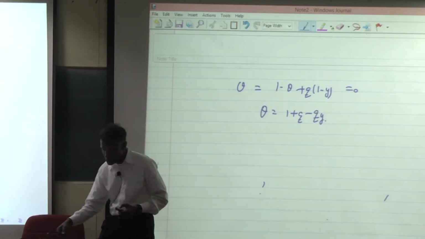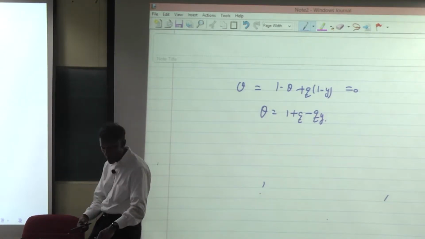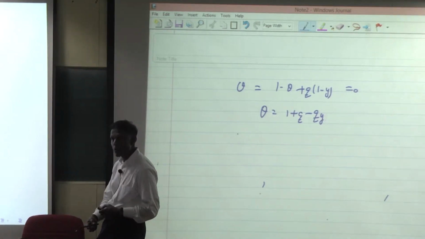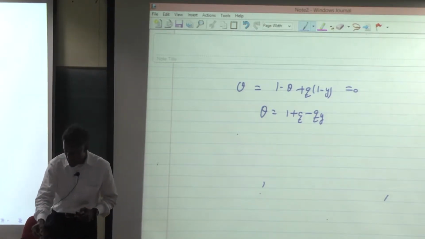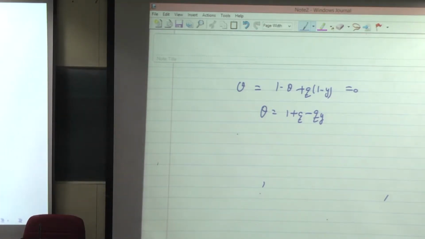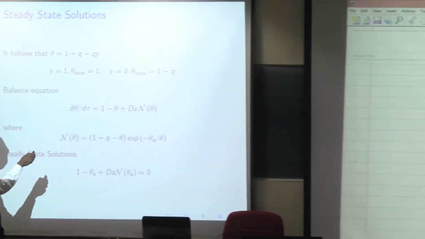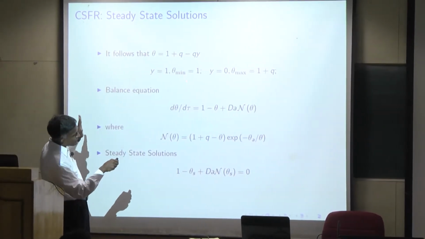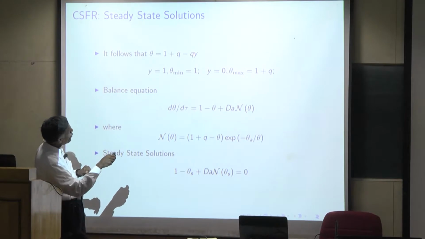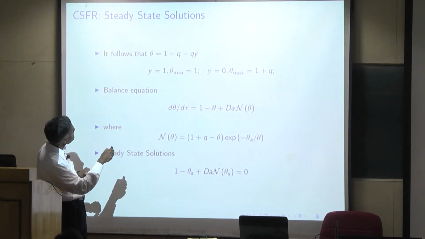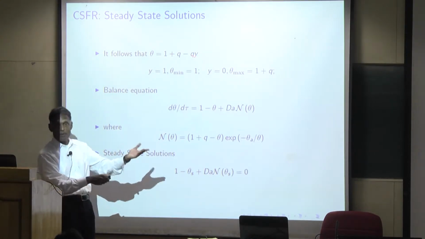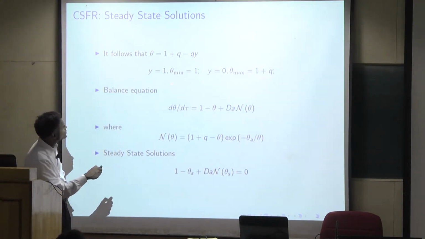Now you can look at what should be the maximum and minimum values of this quantity y, all right? So the minimum value for this theta, the temperature, is 1, because when the reactants are entering the reactor, y is 1. Since y is 1, these two terms cancel, so theta is 1, which is the minimum value, okay? So that's the temperature at which it enters.